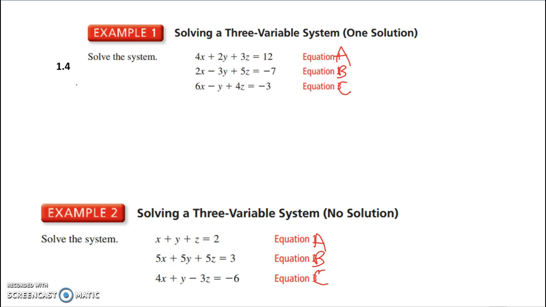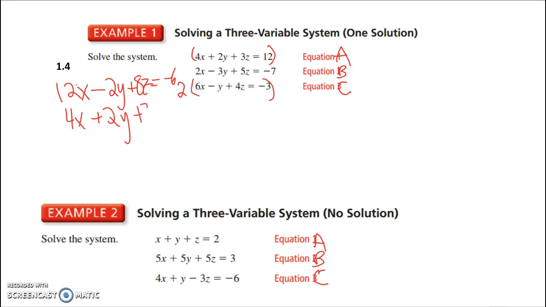So in this case, for me, I think it's easy to eliminate the y's if I get negative 2y in equation C. So if I multiply that by 2, I can add equation A, and I know negative 2y will cancel the 2y. So I'm going to, over here, write 12x minus 2y plus 8z equals negative 6. And then 4x plus 2y plus 3z equals 12.